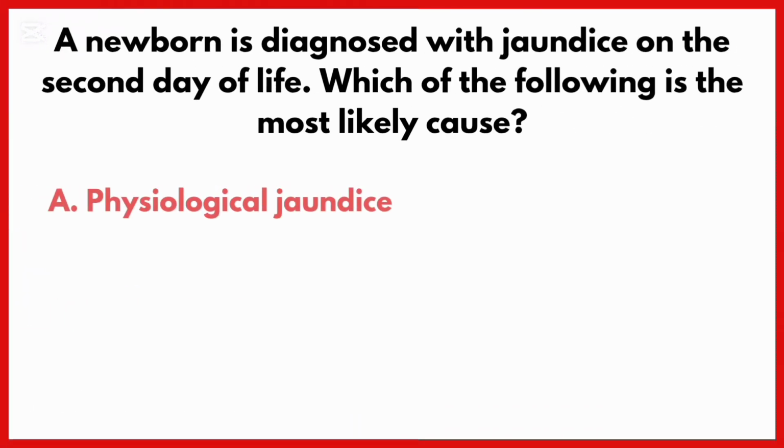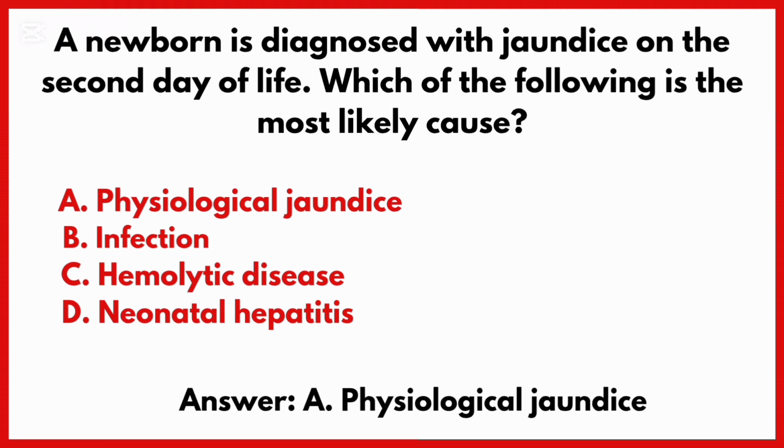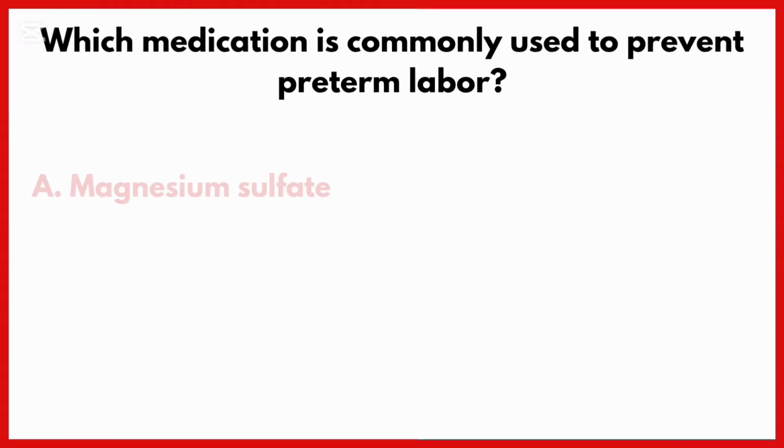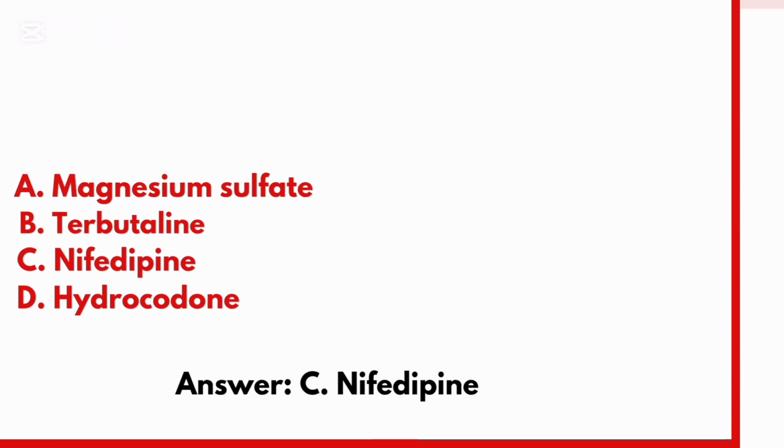A newborn is diagnosed with jaundice on the second day of life. Which of the following is the most likely cause? Correct answer is option A, physiological jaundice. Which medication is commonly used to prevent preterm labor? Correct answer is option C.